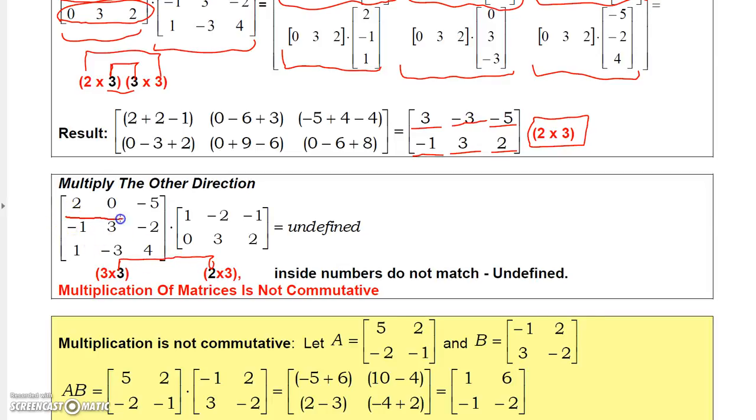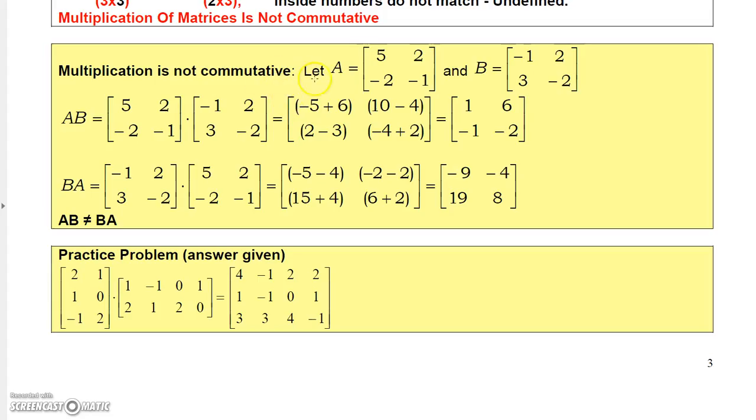So if I tried to multiply this row by one of these columns, I wouldn't have enough elements in this column in order to do that. So that would be an undefined operation. You can see if you multiply these two matrices in one direction, A times B, and then multiply them in the other direction, notice you get two totally different matrices.